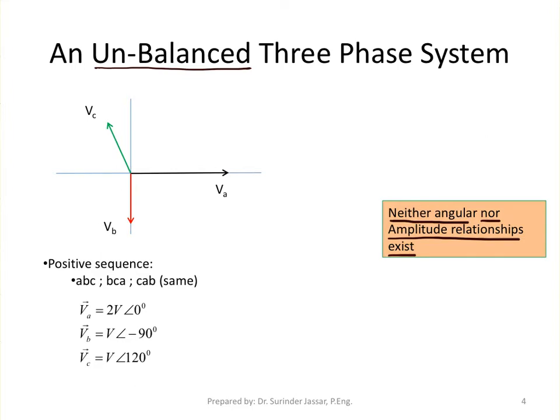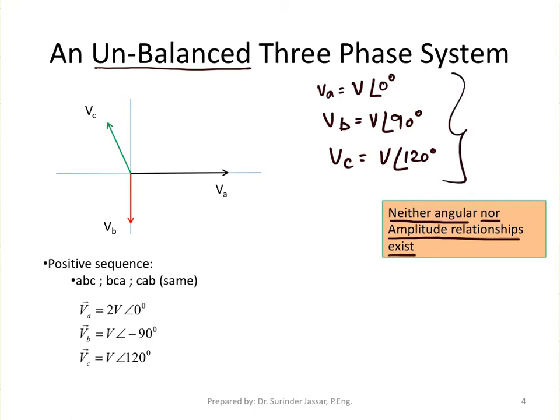Let's say you have VA at V 0 degrees, VB at V 90 degrees, VC at V 120 degrees. Here you can see that they have the same amplitude, but this is still an unbalanced system. But in the example, what do we have?